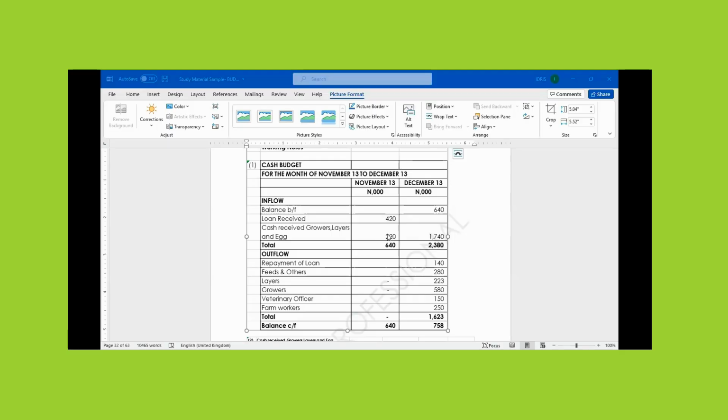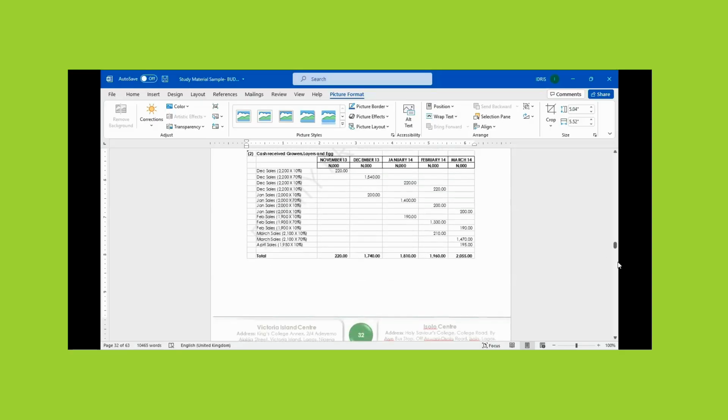This 220 is the cash from sales that was received in which month? November. If you look at that working note 2 that we are currently doing, the 10% advance, the total of November is 220. We take it to the inflow of November. I'm still coming to that. I will explain.